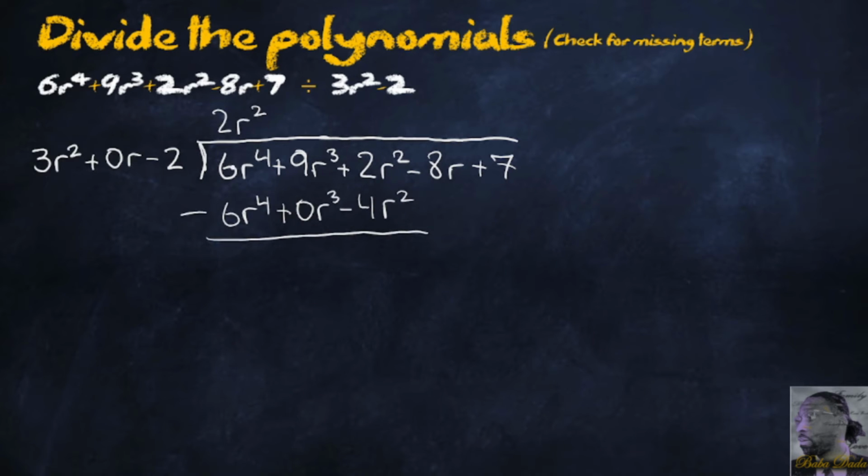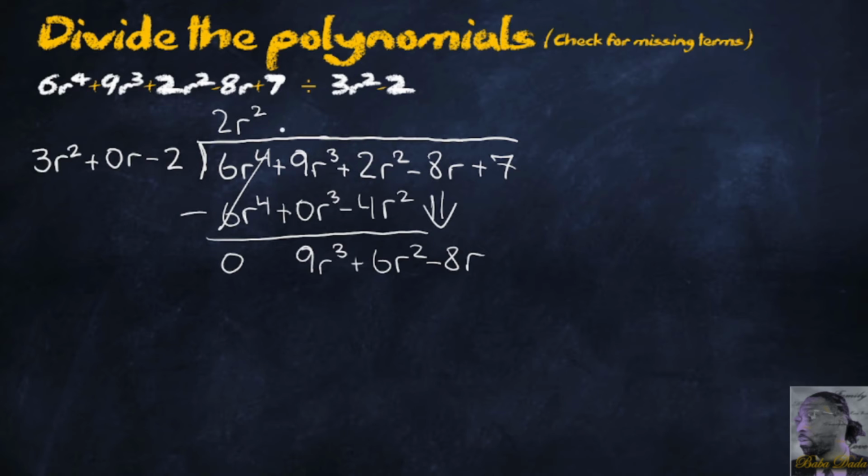And now we can do our subtraction. So 6r to the 4th minus 6r to the 4th cancels, and then we have 9r cubed minus 0r cubed. It's going to be 9r cubed. And then we're going to have 2r squared minus negative 4r squared. And that changes to a positive. So that's going to be 2r squared plus 4r squared, so that's going to be a positive 6r squared. All right. Now we need to bring down our negative 8r.